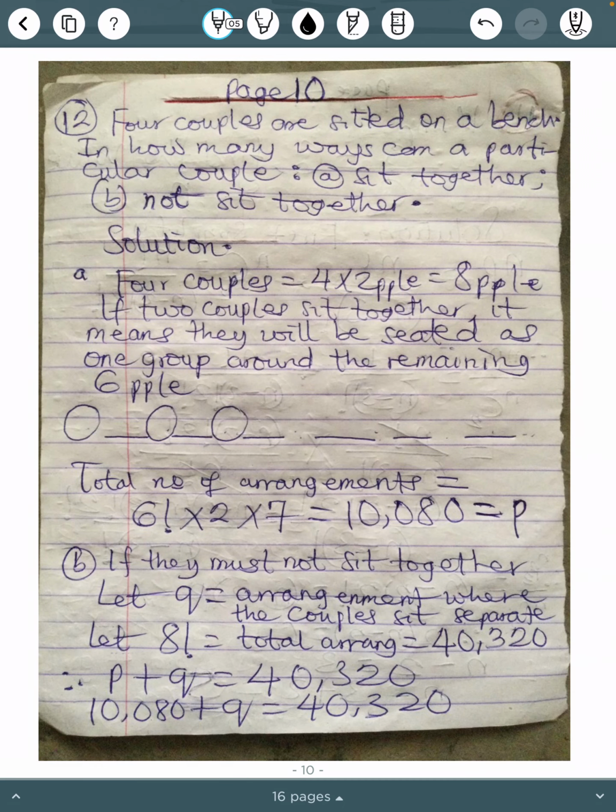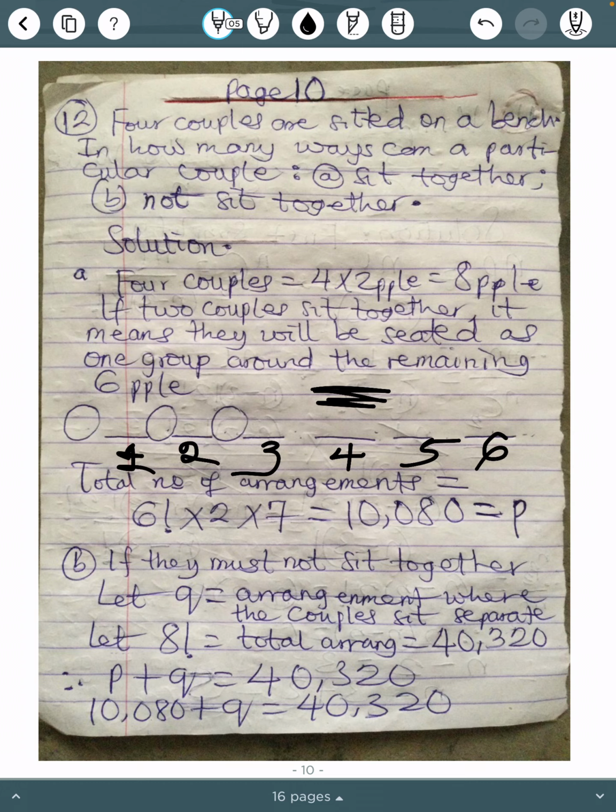The next question says 4 couples are seated on a bench. In how many ways can a particular couple sit together or not sit together? 4 couples means 4 times 2 people. So that means you have 4 husbands and 4 wives, 8 people. If 2 couples sit together, it means they will be seated as one group. So assume that the 2 couples are sitting together. The remaining 6 other people are 1, 2, 3, 4, 5, and 6.